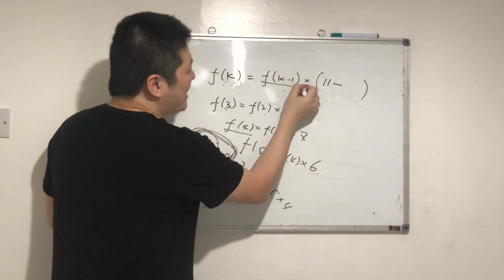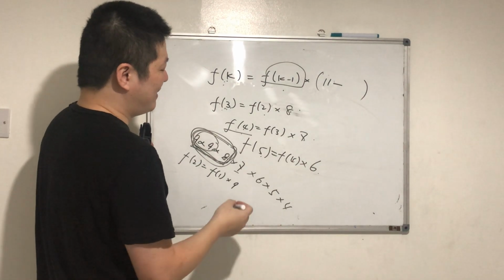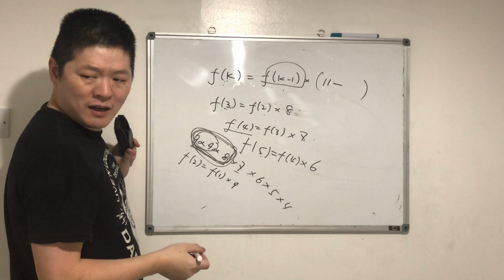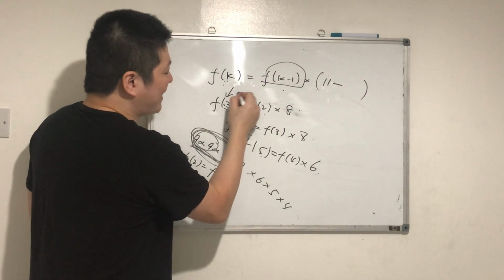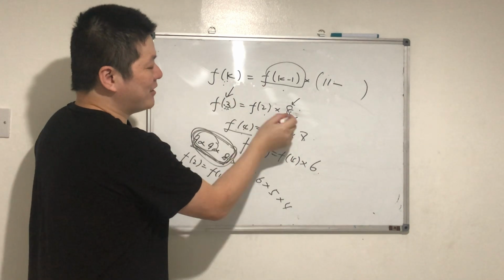Fk equals Fk minus 1 times what? These two adding, 11. These two plus equals 11. And this is k. What's this?